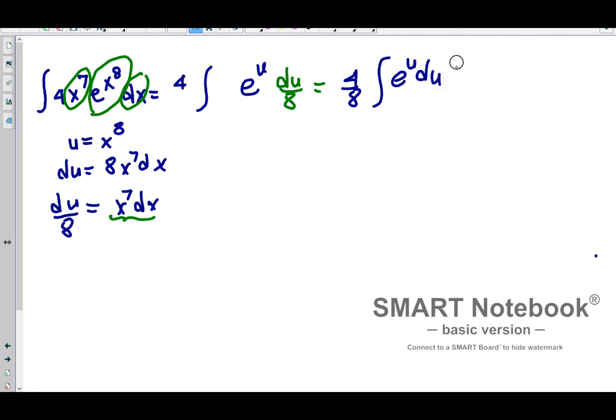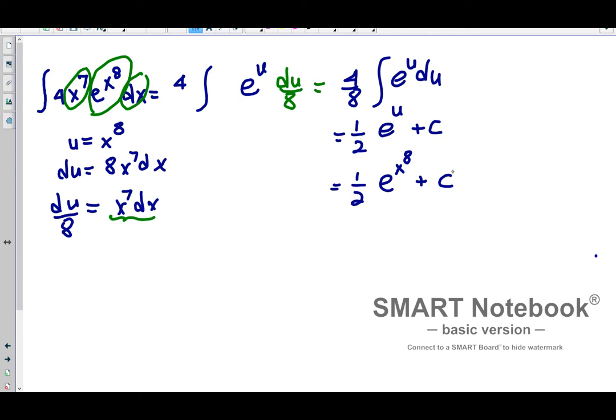Now, do you know how to integrate e to the u du? And this can be simplified as simply 1/2 on the outside. Remember, that is the easiest integral, right? It's itself. Just like it was the easiest function to differentiate, it's the easiest function to integrate. So this one does not have limits, so I'm just going to put plus c. All I have to do is put the u back in place. So it's going to become e to the x to the 8 plus c.